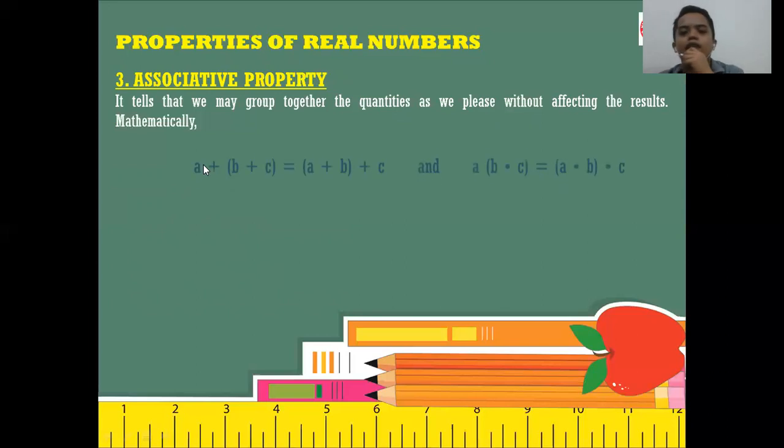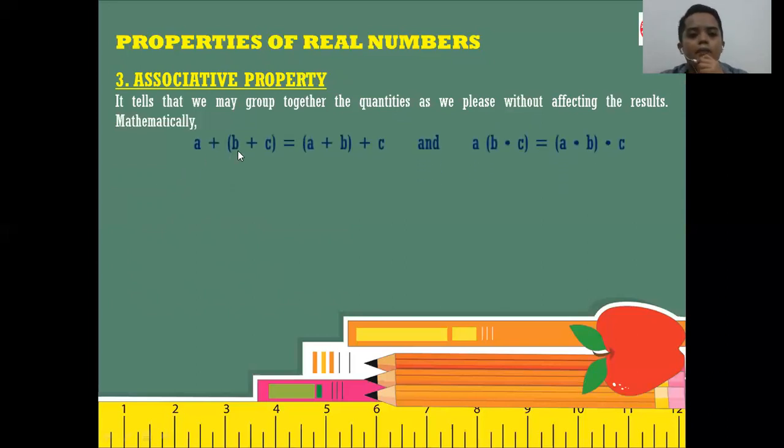So mathematically, A plus quantity of B plus C is equal to quantity of A plus B plus C. And A times, so there is a dot here missing, quantity of B times C is equal to quantity of A dot B close times C.